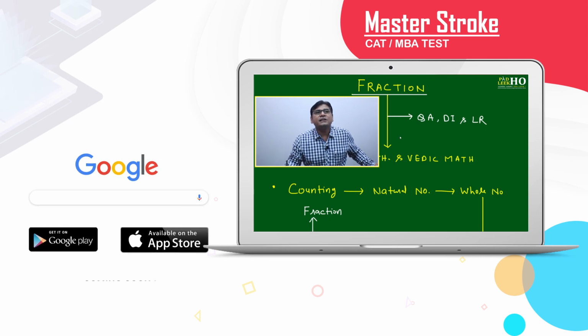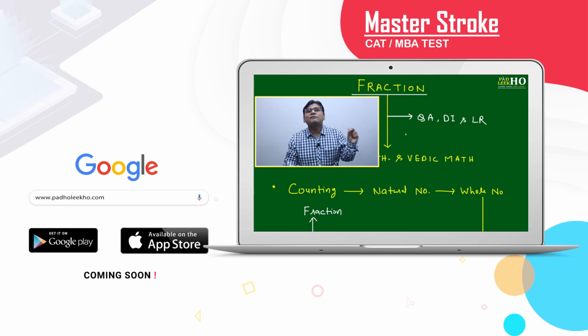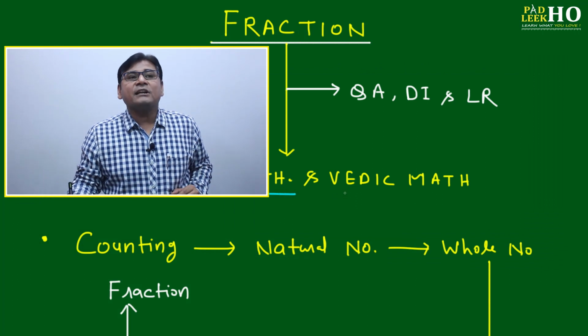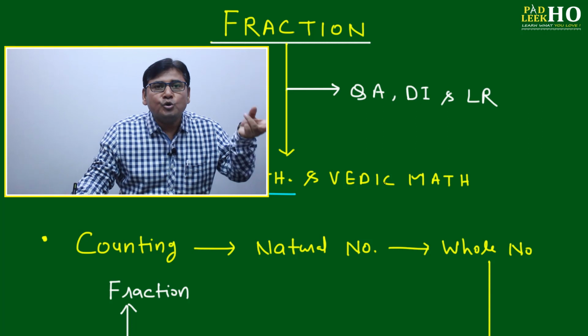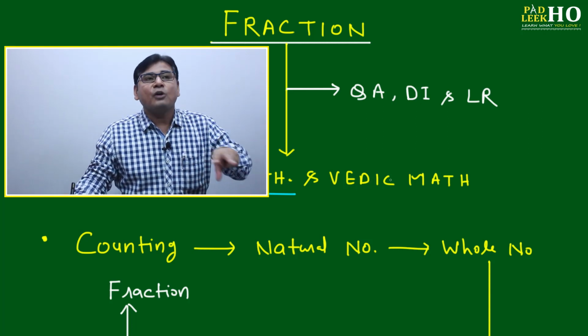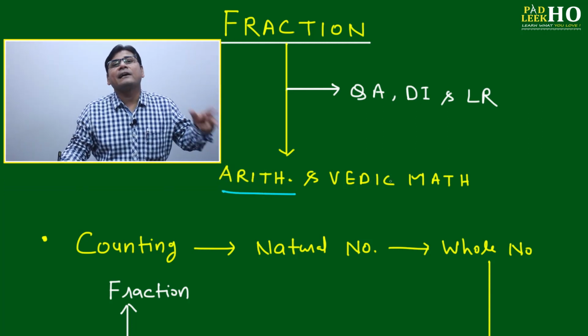This master stroke is related to fraction. How to understand the fraction? Fraction is one of the important areas to understand about the number system. It is a part of the number system, or you can say it is a part of arithmetic also. But once you understand the number, then you will be able to understand how to use this number system, how to use this for number system and arithmetic both.